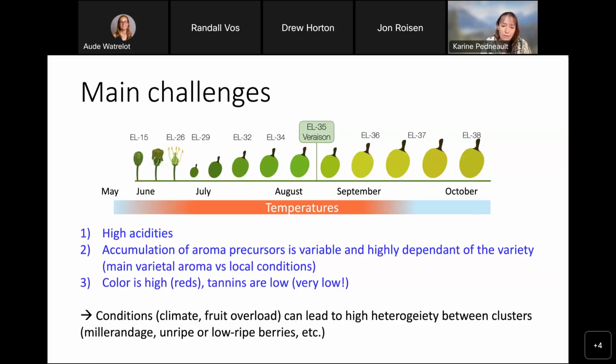Another thing that we sometimes overlook is that conditions can lead to high heterogeneity between clusters in a vineyard. If you have variations, especially at fruit set, you can have a lot of millerandage and coulure, so you have incomplete clusters. You can have a lot of green berries among ripe berries. This will also affect the quality of your wine in the end if you keep those berries in when you process your grapes.